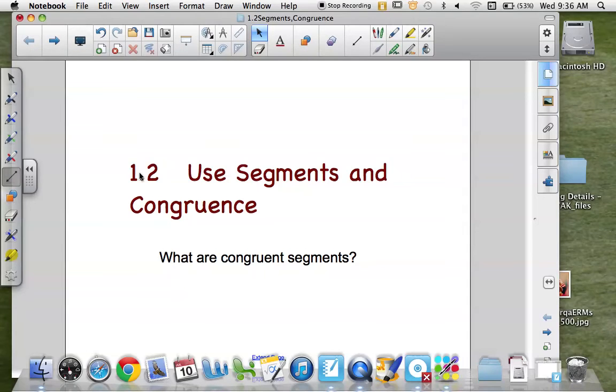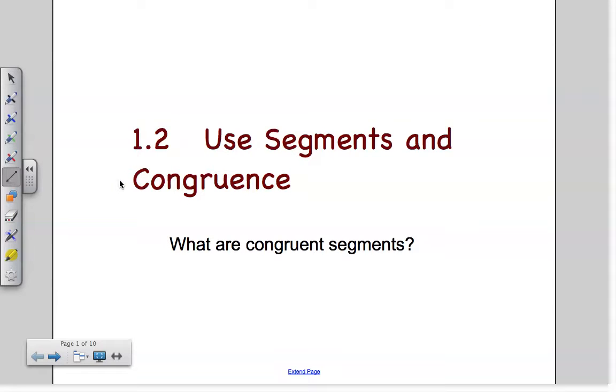In section 1.2, we're using segments and congruence. We're going to talk about the word congruent, talking about congruent segments. Remember, the line segment has two endpoints, so it does not go on forever. One of the most important terms that we use in geometry is congruent. Congruent is the way that we describe things that are the same or things that are equal.